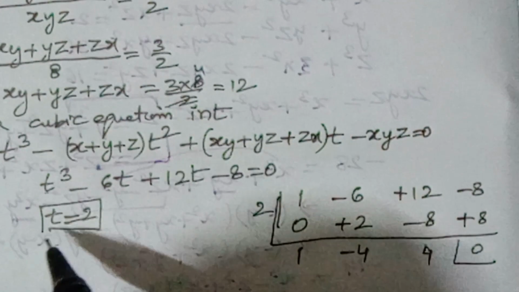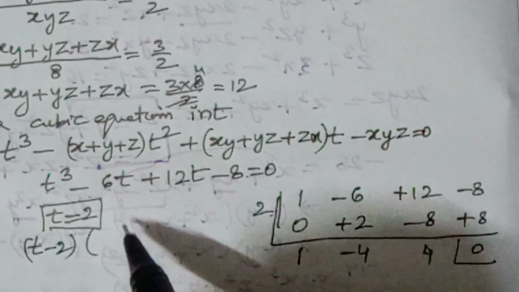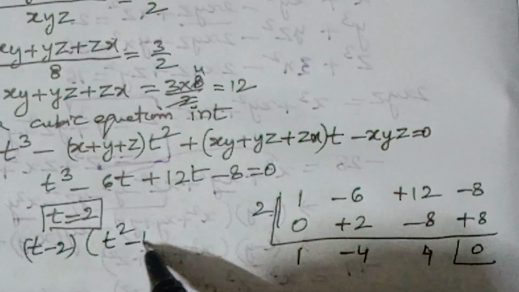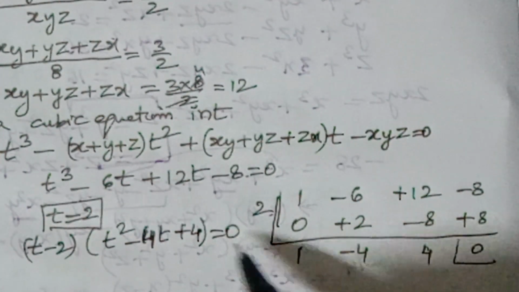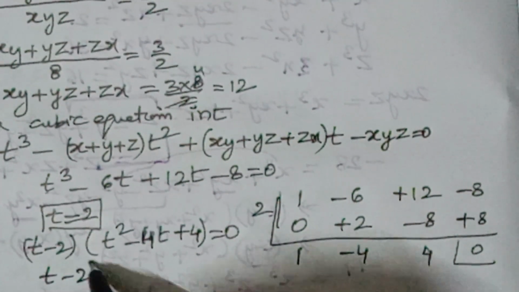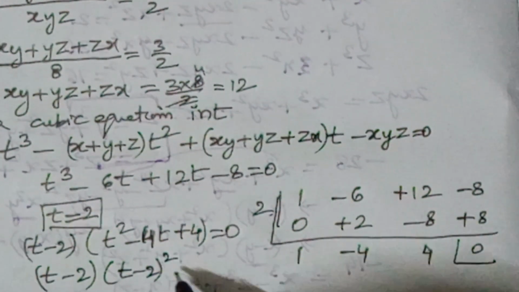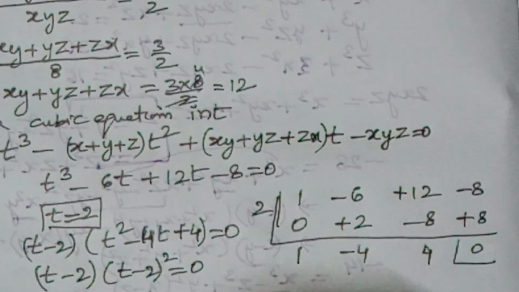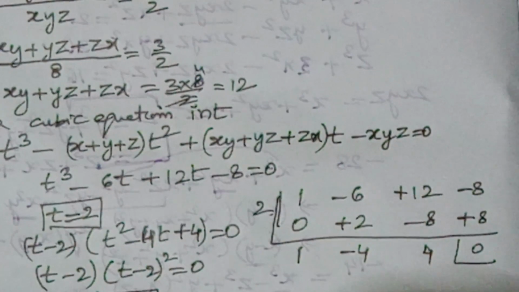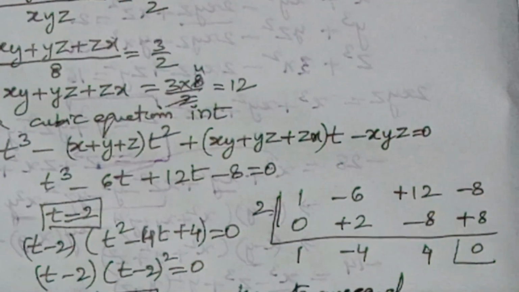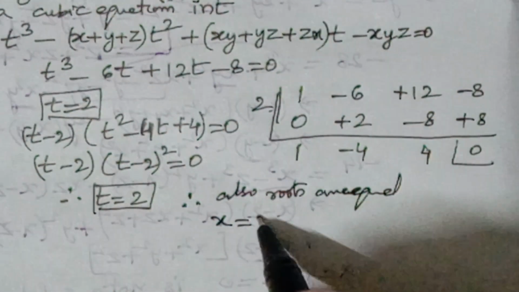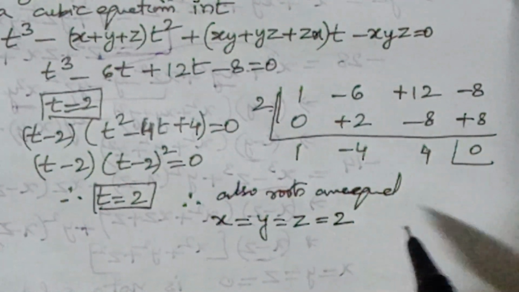So the factors we are getting are (t - 2)(t² - 4t + 4) = 0. Here t² - 4t + 4 is (t - 2)², so (t - 2)³ = 0. Therefore, t = 2, and all the roots are equal. Therefore, x = y = z = 2 is the solution.